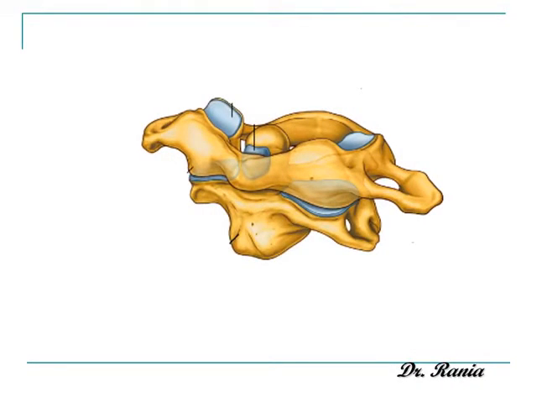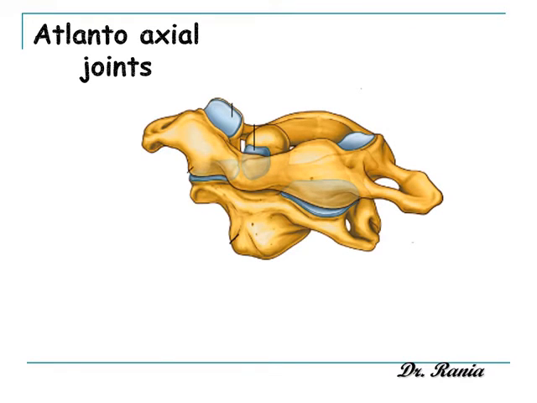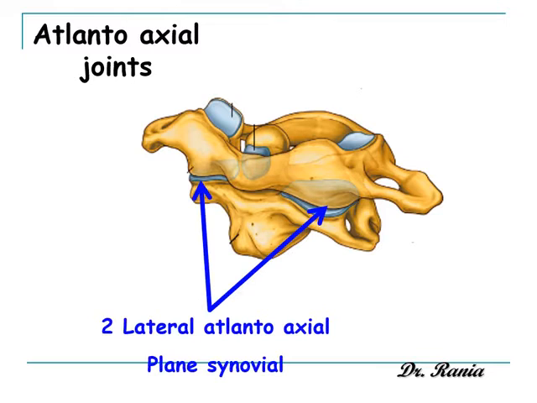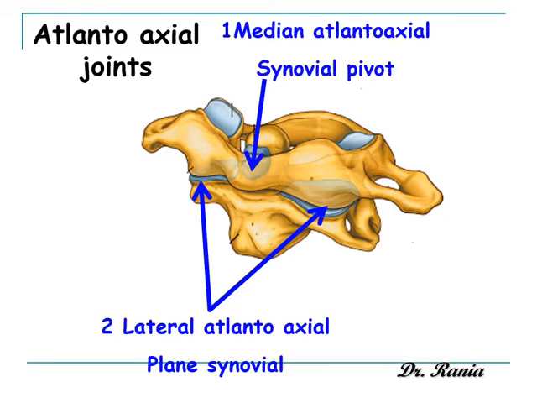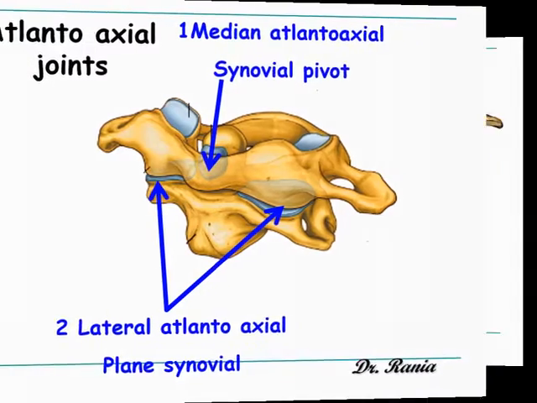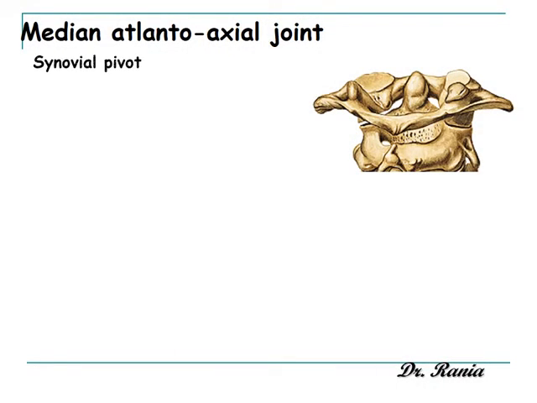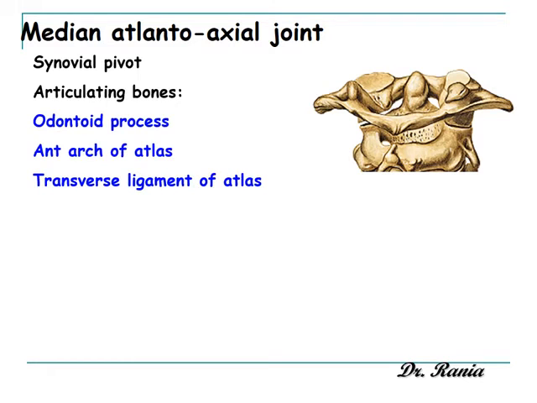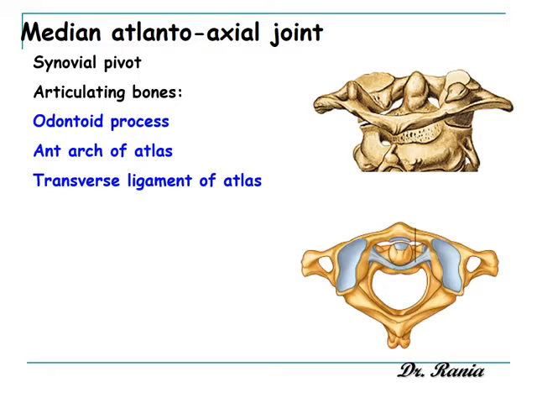Also, the joints between the first cervical vertebra and the second one, the atlantoaxial joints. There are two lateral atlantoaxial joints, synovial plane, and one median atlantoaxial joint, synovial. The median atlantoaxial joint is a synovial pivot joint. The odontoid process articulates with a ring. This ring consists of the anterior arch of the atlas and the transverse ligament of the atlas crossing at the back here. This is the transverse ligament of the atlas, connecting the inner surfaces of the lateral masses together.